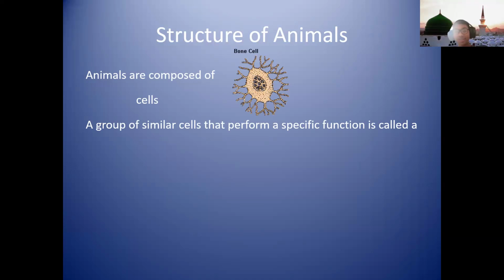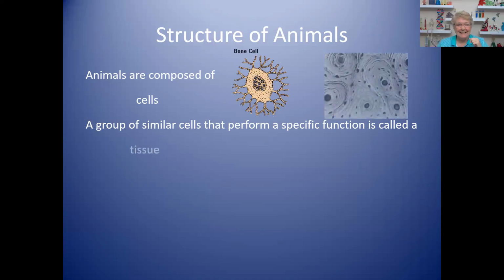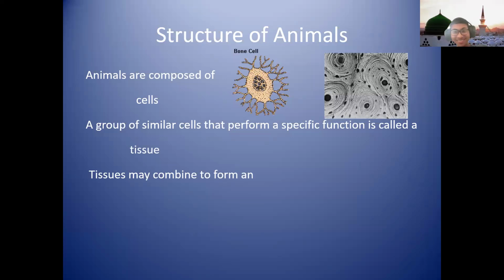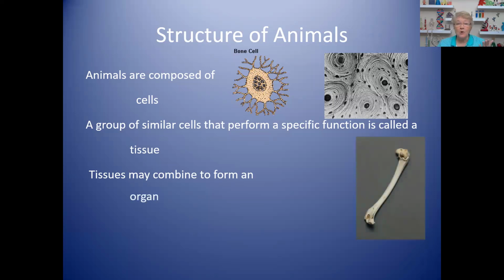Tissues. Now we have a group of tissues that combine to form, Mohammed? An organ. Yeah, now we have an organ. Now they combine to form an organ. So a bone is an organ.